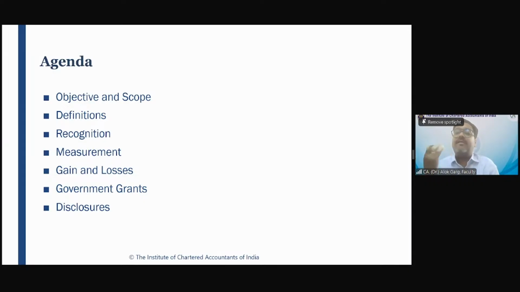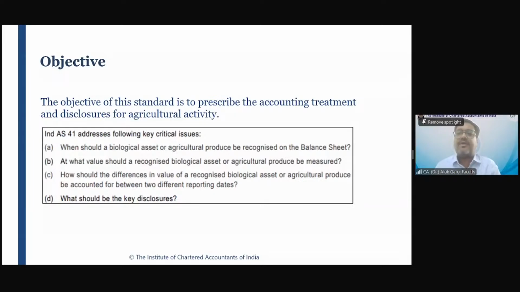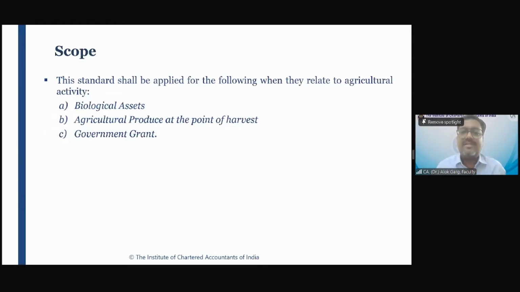So in this standard, we will be covering 3 aspects: agriculture produce up to the point of harvest, then biological asset, then government grant related to agricultural activity, right? We discuss the recognition condition, measurement, how the gains and losses will be treated, and then we'll discuss the government grant. So these are the 3-4 aspects in this particular standard. In my detailed video on Ind AS 41, I have covered one practical, real life example from the annual report as well, right?